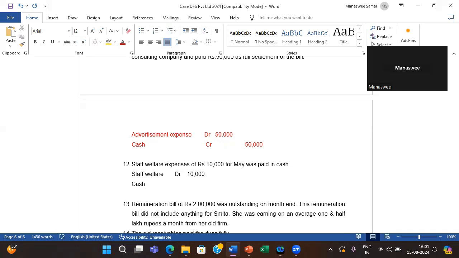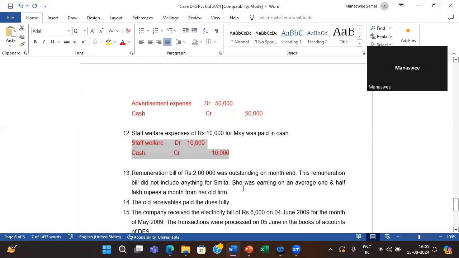So cash will be credited 10,000. Done. I think it is paid in cash. Everything is paid, so cash decreases. So I credited cash. This is the journal entry for this. I think after I give you the journal entries, you can pretty well prepare the balance sheet and P&L.